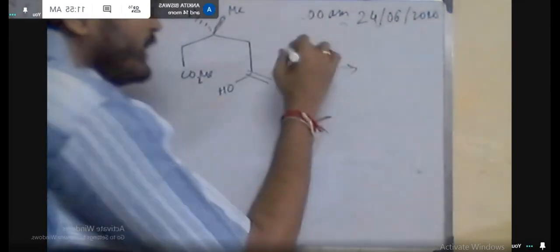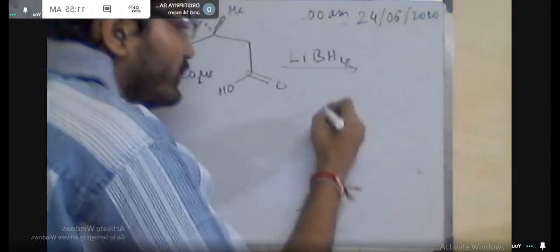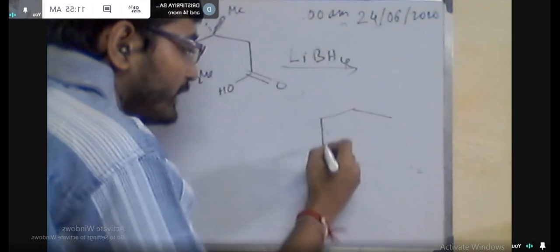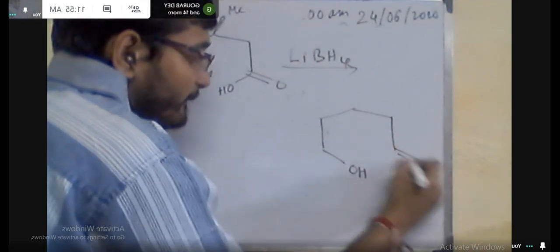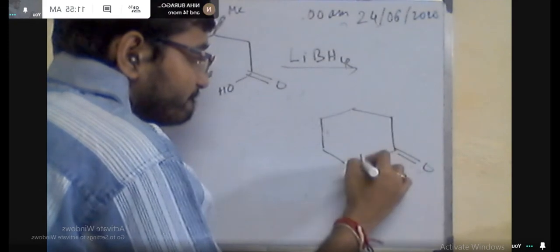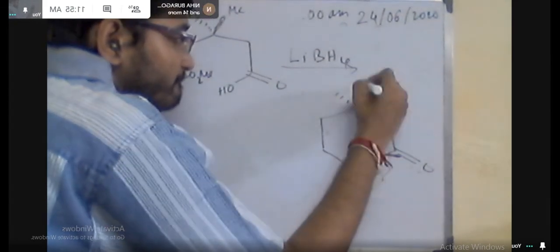So that is the usefulness of this different reducing agent, and this reaction is an example of the chemoselective reduction, because you can selectively reduce one functional group in presence of the other. Now another example of the chemoselective reduction is the reduction of alpha beta unsaturated carbonyl.